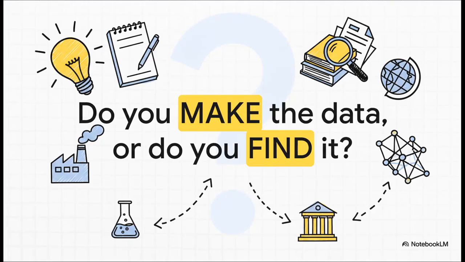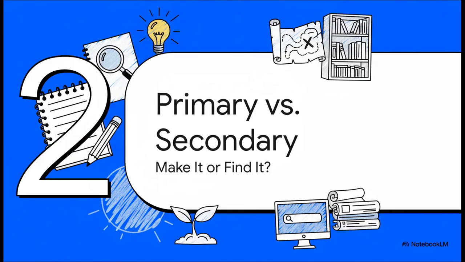That's it. That's the question. Are you going to go out into the world and create brand new information from scratch, or are you going to dig into the mountains of information that already exist? This single choice leads us directly to our first two big types of data. So let's put some official names on these ideas. When you make the data yourself, you're creating what we call primary data. And when you find it, you're working with secondary data.